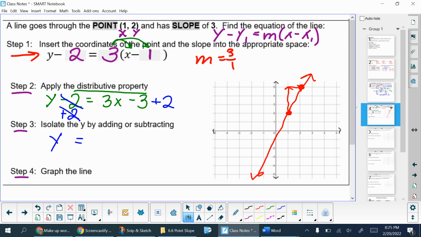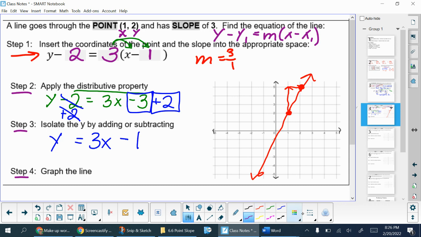And on the right-hand side, I can only combine the things that are alike. So the 3x is just 3x. I can't combine that with a negative 3 or a 2, but I can combine the negative 3 and the positive 2 because those are like terms. They're both just numbers. And so negative 3 plus 2 is negative 1. And now I'm right back into slope-intercept form.